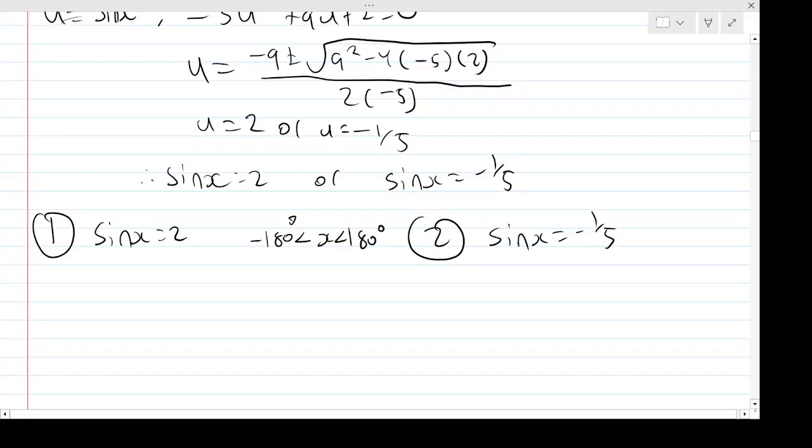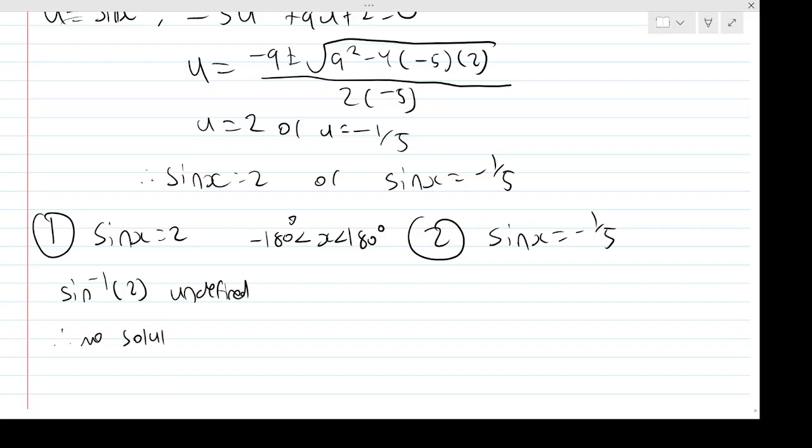If we were to do inverse sine of 2, we would get a math error. The calculator gives me a math error, okay? Obviously, that's what happens. So we can't solve it, but why? There are going to be no solutions if we get a math error, so I'm going to say it's undefined. So no solutions here. But why?